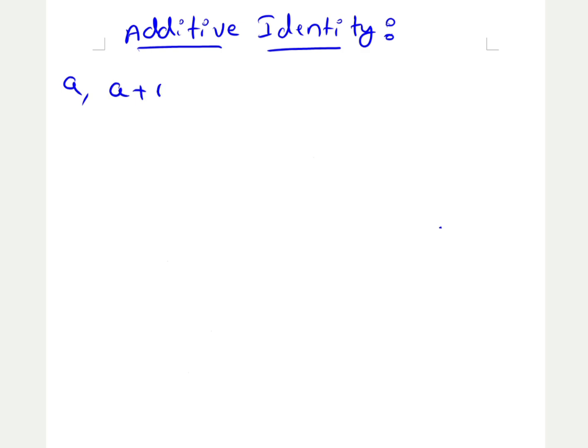For every integer a, a plus 0 is equal to 0 plus a is equal to a. Here 0 is the additive identity, since adding 0 to a number leaves it unchanged.